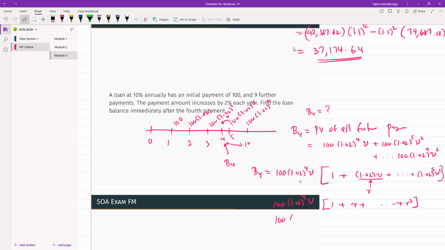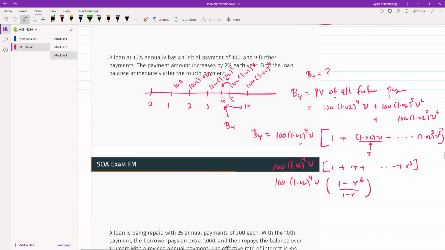So it would be 100 times 1.02 to the 4, and it's going to be 1 minus r to the 6 over 1 minus r. So let's use our calculator. We know all the quantities. What is V, by the way? V is using 10%. V is 1 over 1.1 and R is actually 1.02 times V. So now substitute values and get the answer.